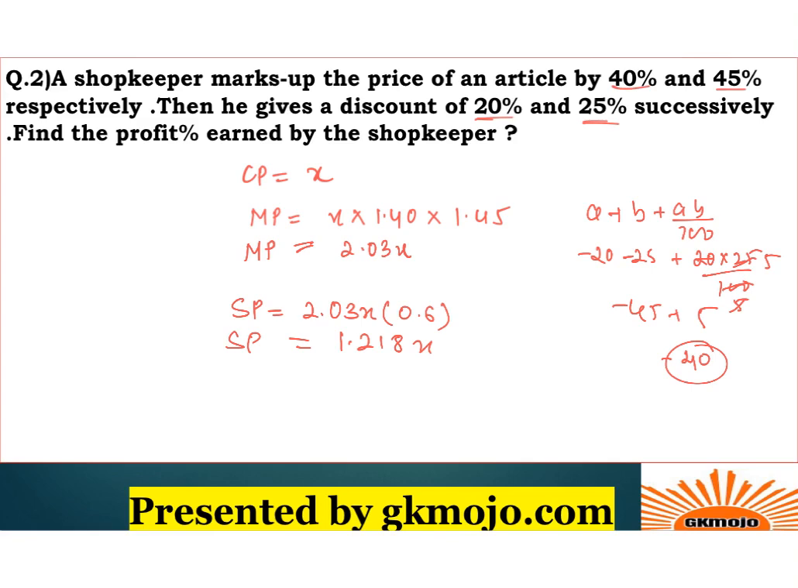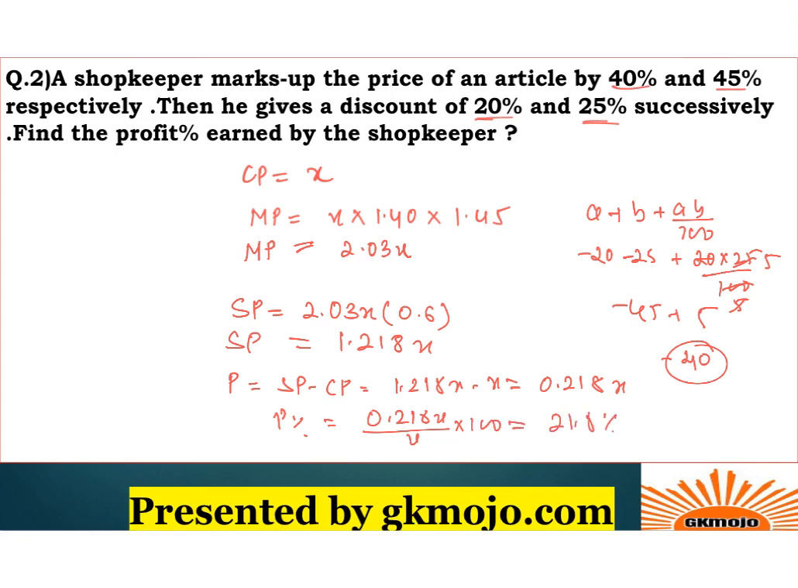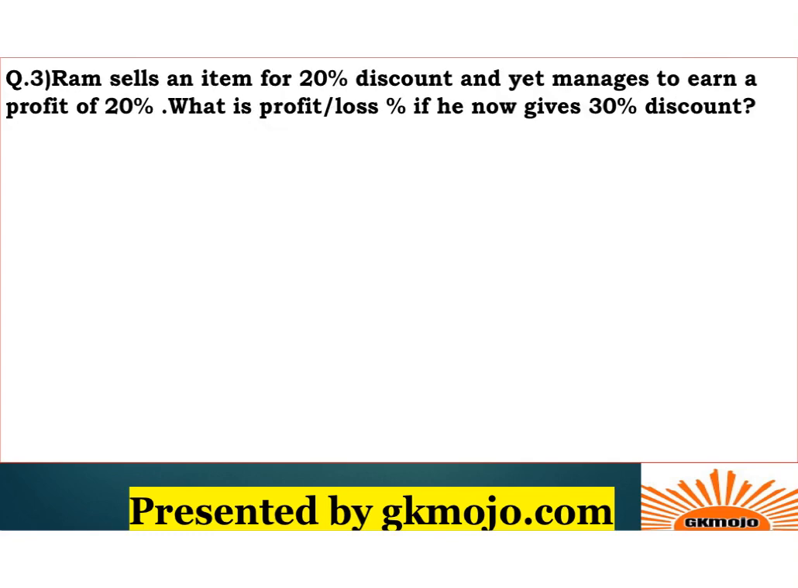Now the only job is to find the profit. So what is your profit? Selling price minus cost price. What was your cost price? It was x. So 1.218x minus x, it will be 0.218x, right? And your profit percentage will be 0.218x upon x into 100. So this is very simple. This will straight away be 21.8%. You don't need to do any work over here, right? So this is your answer. The profit percent earned by the shopkeeper is 21.8%. Let us have a look at the next question.